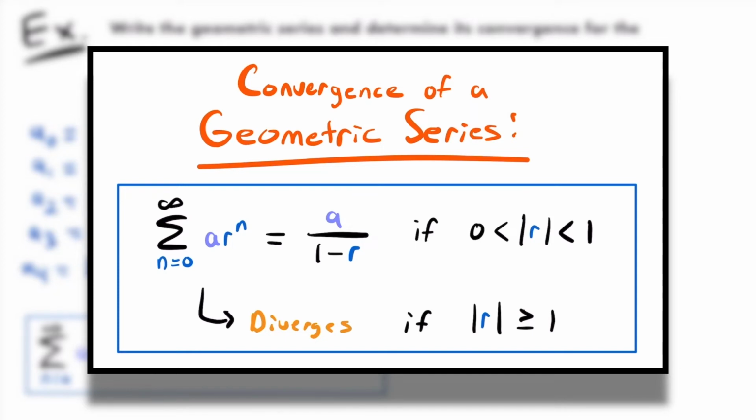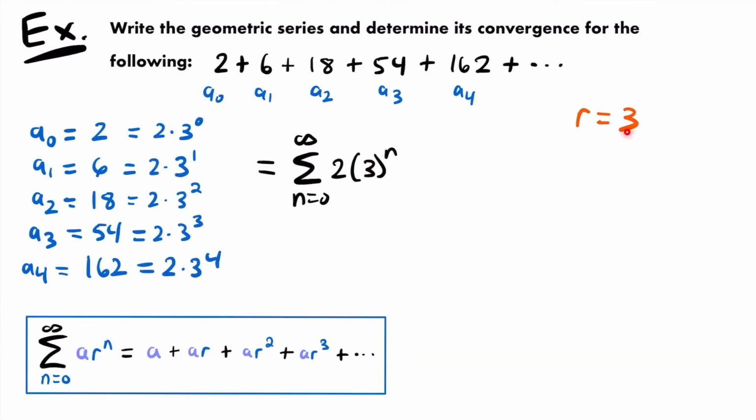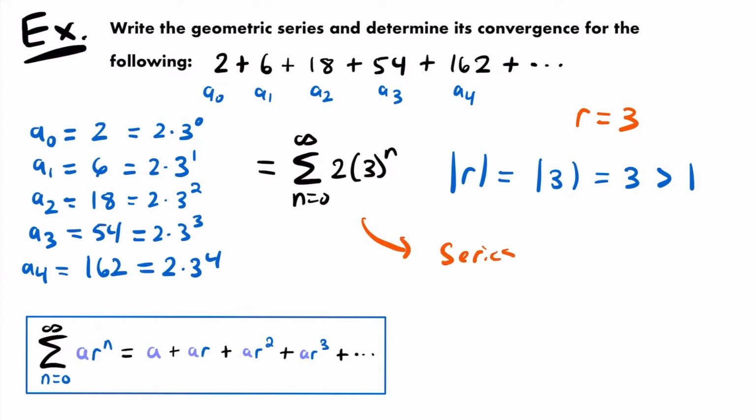And so if we go back to our example, in this case r is equal to 3, and so the absolute value of r is equal to the absolute value of 3, which is equal to 3, and that is greater than 1. And so since the common ratio is greater than 1, we know that this geometric series is going to diverge. And so that is going to be our final answer. This series diverges. All right, and it diverges because the common ratio is greater than 1.